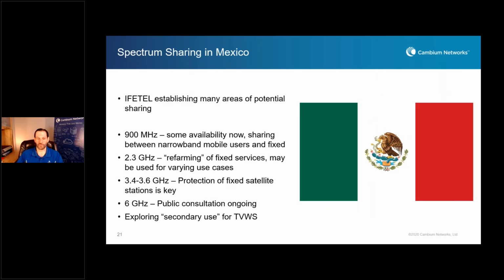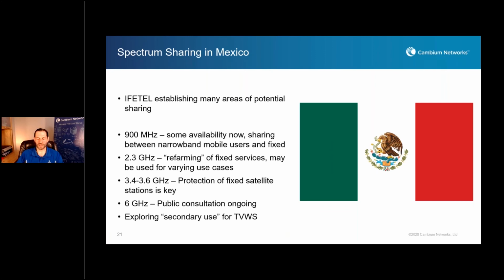Mexico. There's lots going on in Mexico. IFETEL has worked on lots of different bands. 900 megahertz is actually being used today in an unlicensed fashion and they may implement some kind of sharing to open that band a little more and make it more usable for more users. But right now they do have some areas where if you're an industrial customer, you can use some 900 megahertz, which is still, it is noisy. It's pretty narrow band, but it's still usable in a lot of locations. 2.3, they want to move some services around and then maybe open that up. That's a little farther out, I think, than anything else that's listed here, but that's being considered.